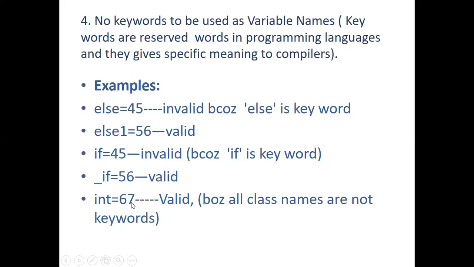Integer is equal to 67 is valid, because all class names are not keywords. So the keywords here are else and if. Right? Let's go ahead.